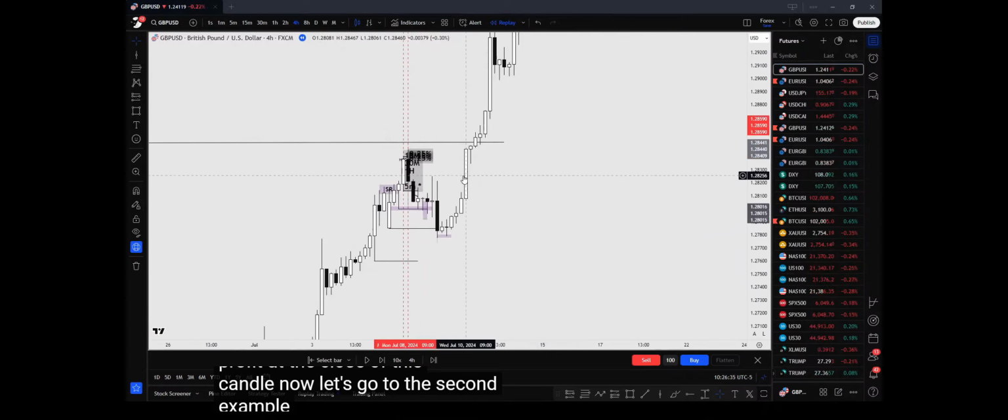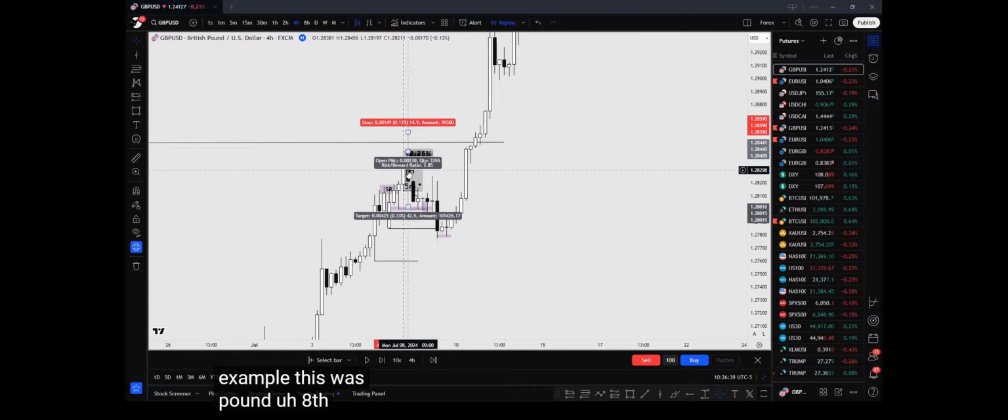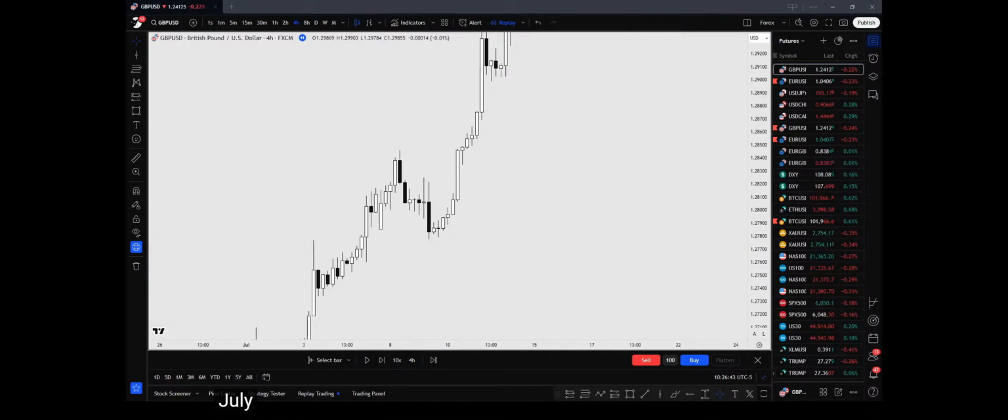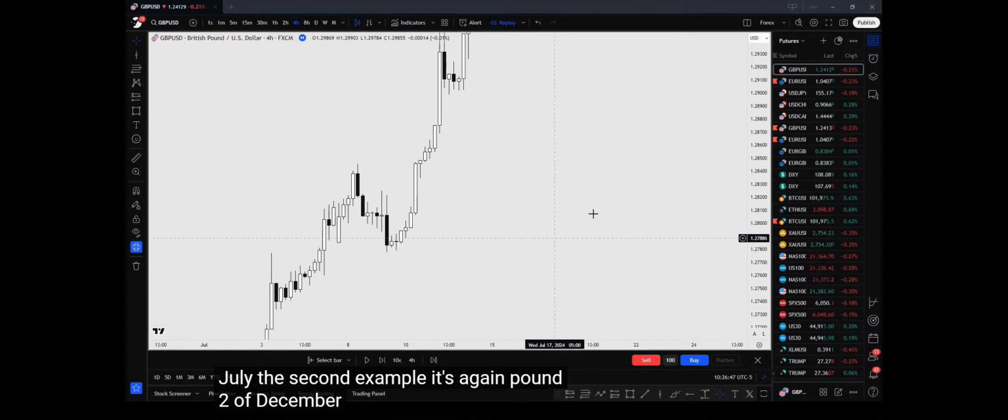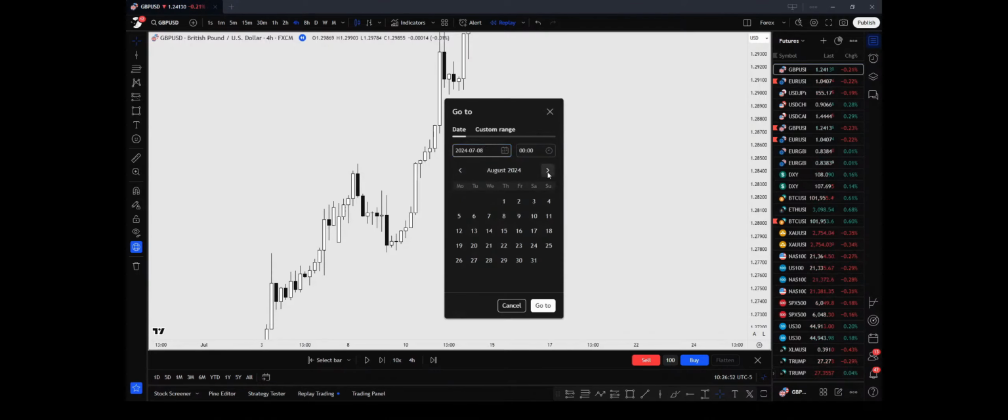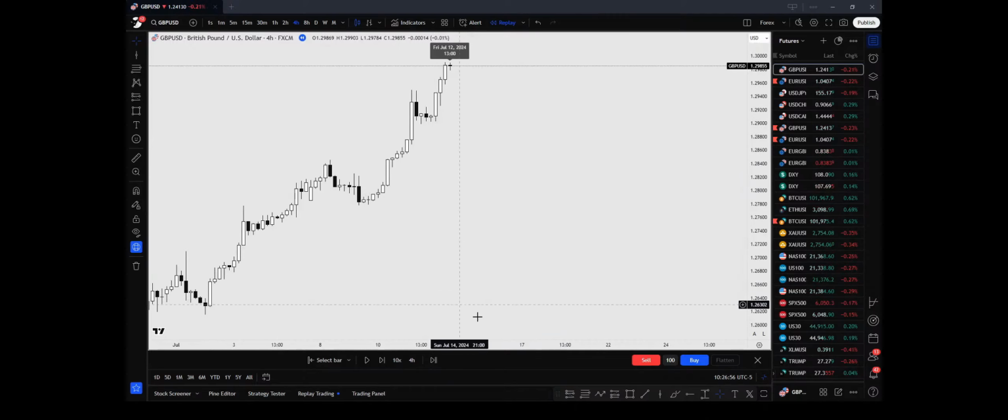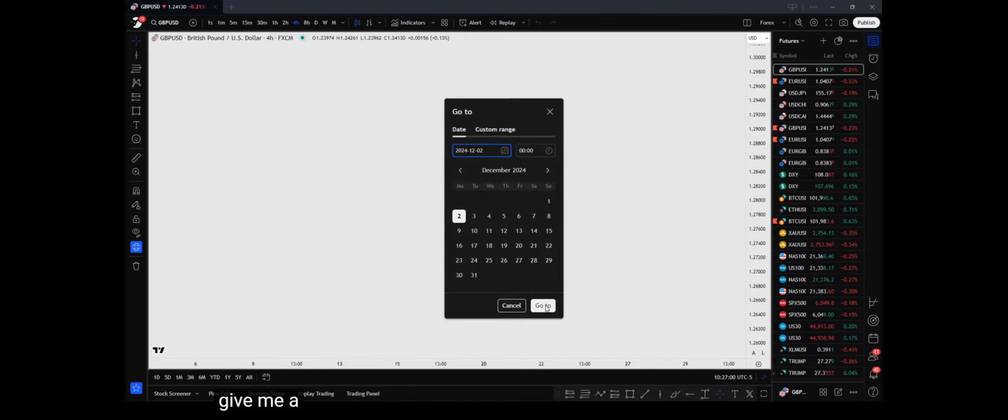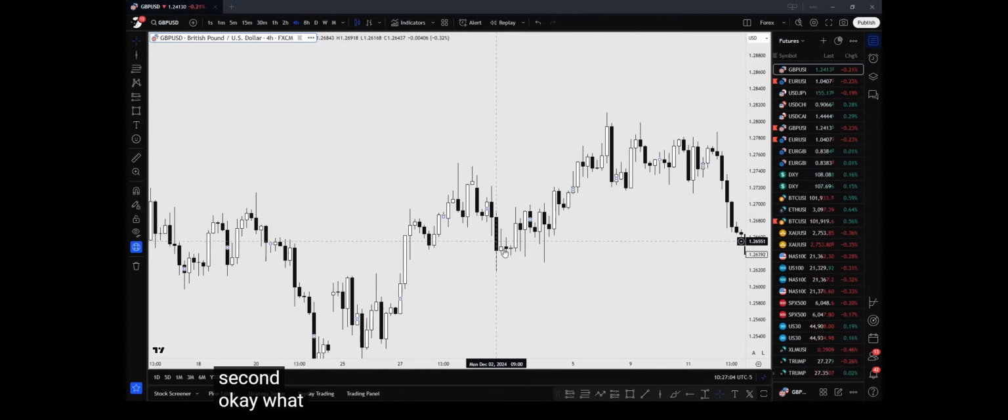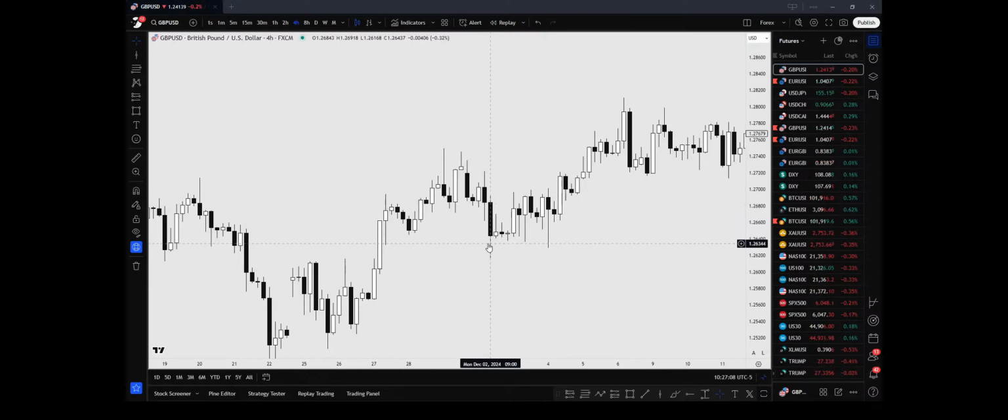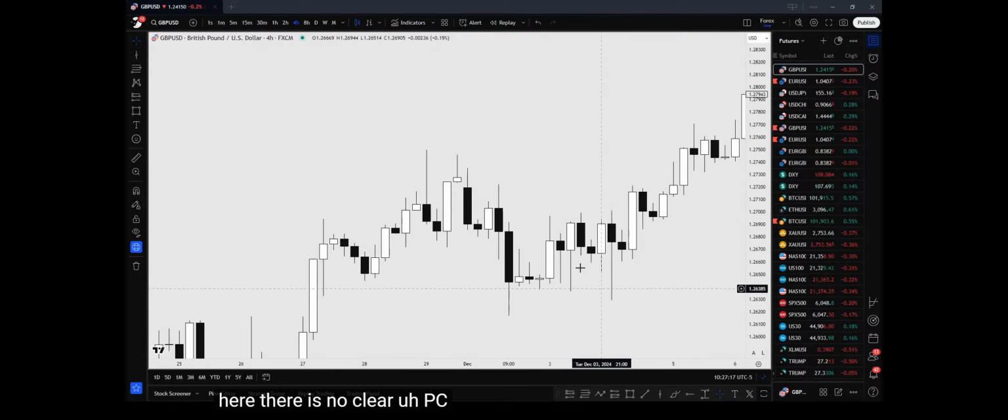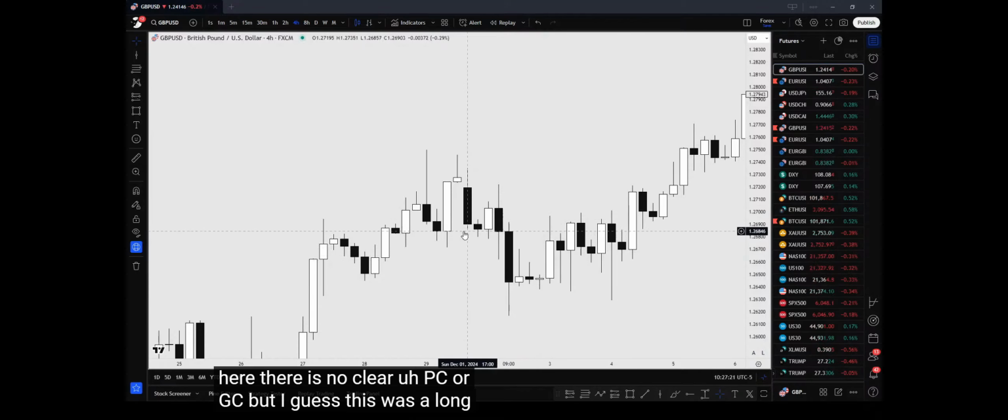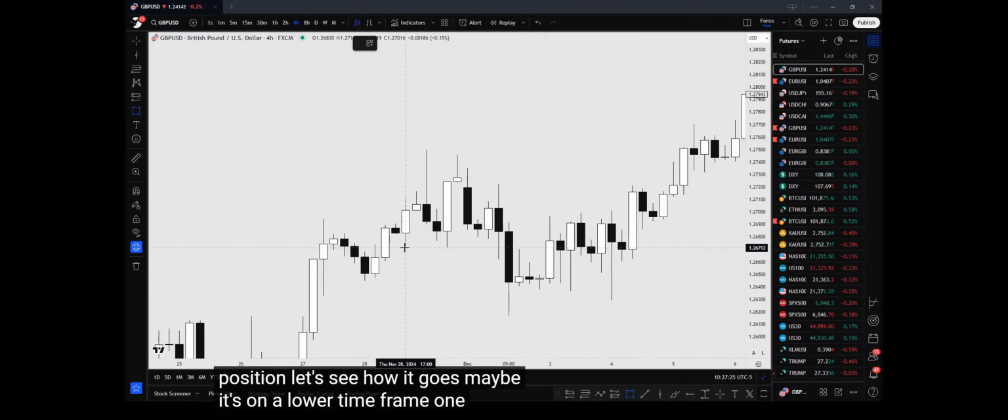Now let's go to the second example. This was pound, 8th of July. The second example, it's again pound, 2nd of December. Give me a second. Okay, what have I done here? There's no clear PC or GC, but I guess this was a long position. Let's see how it goes. Maybe it's on a lower time frame one, below this SR.